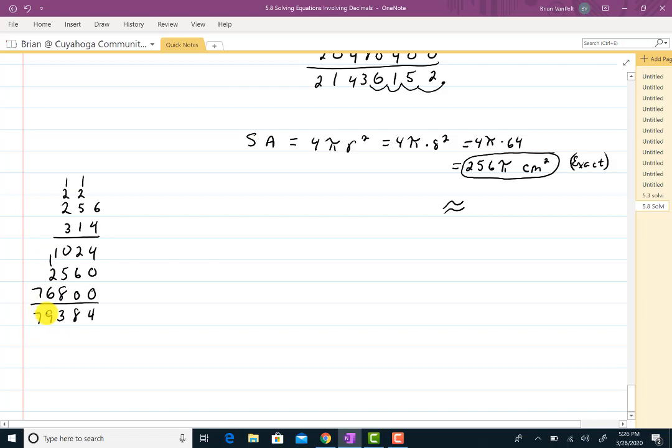So I have 79,384. And remember, pi had 2 decimals lurking in it, so I'm going to move the decimal place back. So I get 793.84 centimeters squared. And that's an approximation.